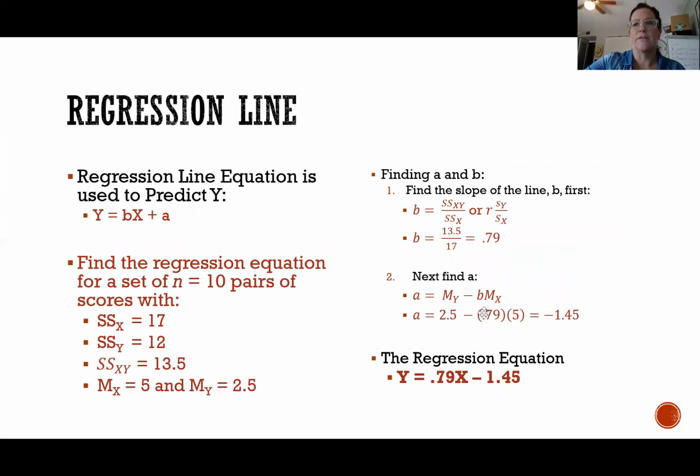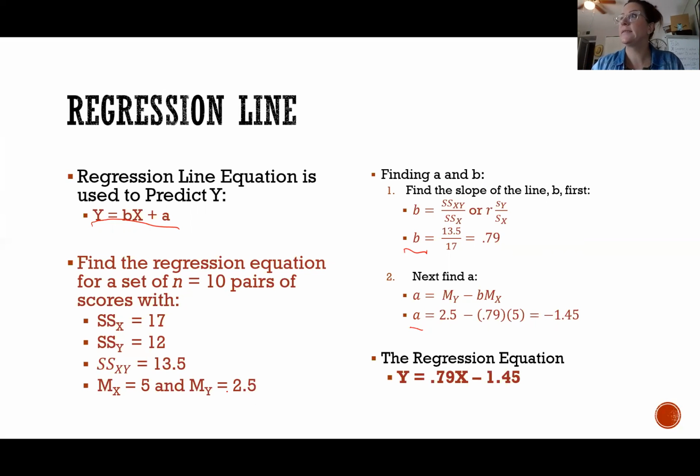Now here's a walk-through of that. When I ask what the regression equation is, it's y equals bx plus a, and what you would need to do is solve for b and solve for a. So we find our basic information. Here we have a set of 10 scores, and here are the sums of squares x, the sums of squares y, the sums of squares product of x and y, and then we have our means of x and our means of y.